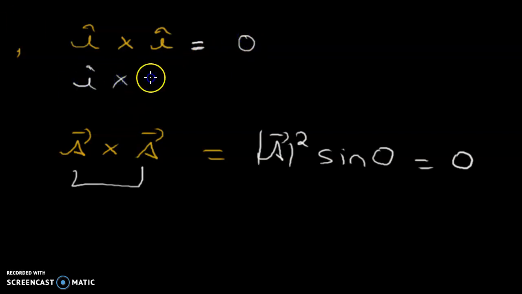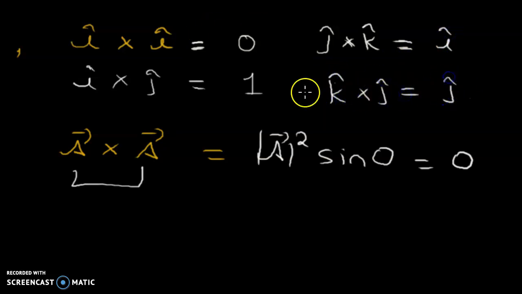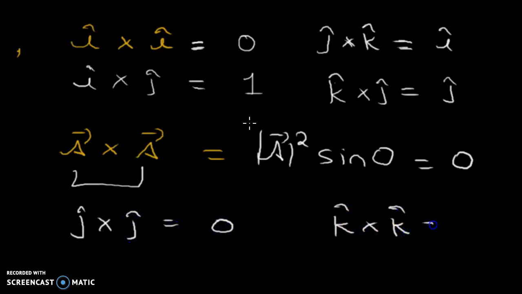I cap cross j cap, the magnitude would be 1, and now here plus and minus is different. Plus 1, j cap cross k cap. I'll tell you how to find the direction. J cap cross k cap would be i cap. K cap cross i cap would be j cap. But if I say j cap cross j cap, it would be 0. K cap cross k cap also, because the angle between these two is 0, so sine 0 is 0.